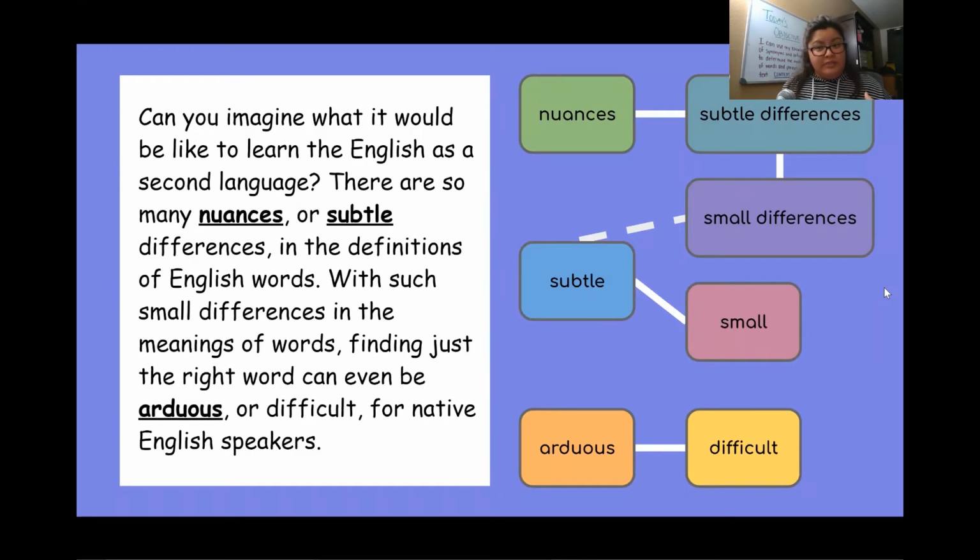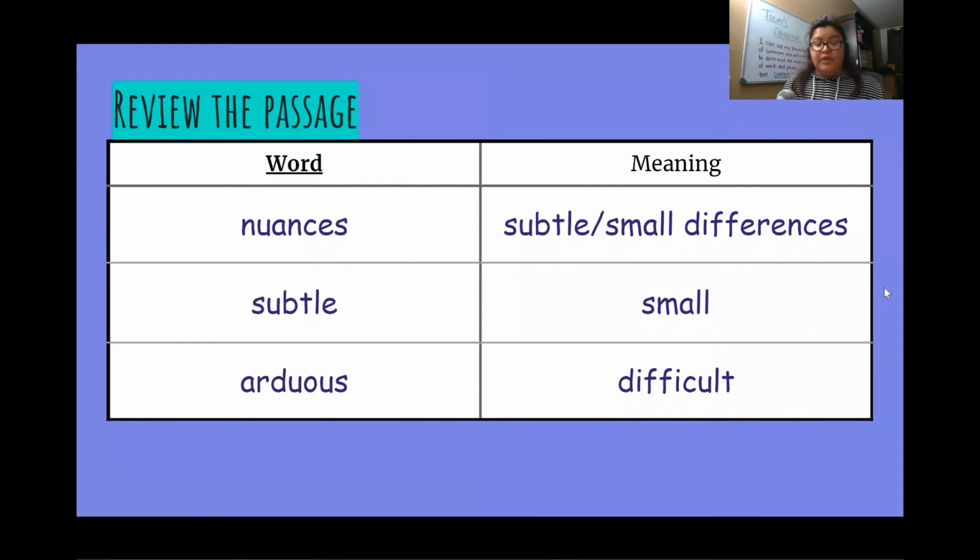You can think through that some more. Go ahead and do that. I'm going to show you my completed graphic organizer right here. So our underlined words were nuances, subtle, and arduous, right? And the meanings that I found were, for nuances, subtle or small differences. Subtle meant small. That's why I have them in the first one together. And arduous meant difficult, all right? If you want to go back and read through that passage and try to better understand it, go ahead and do that.